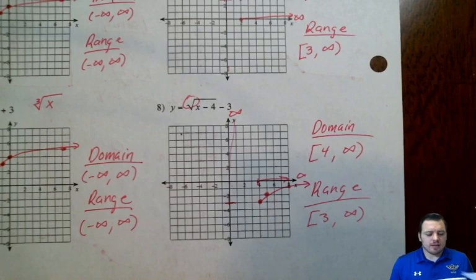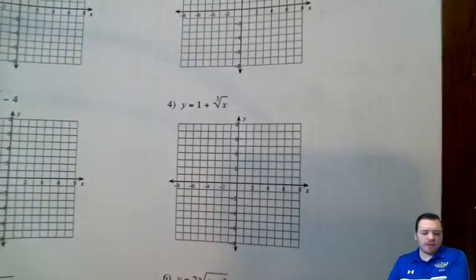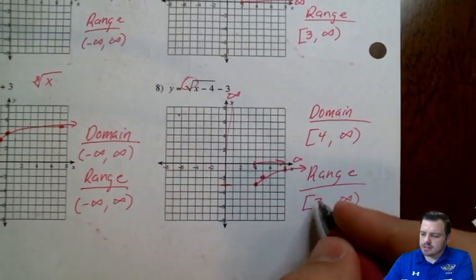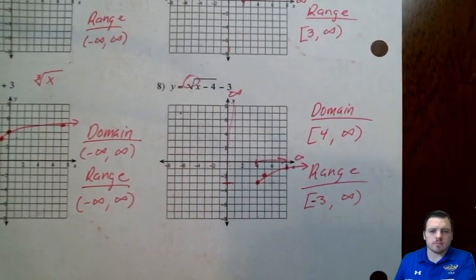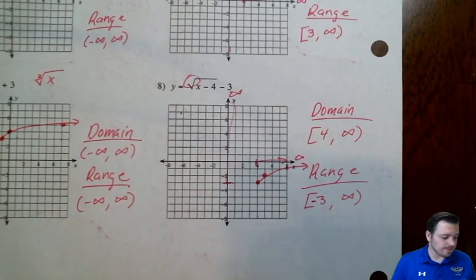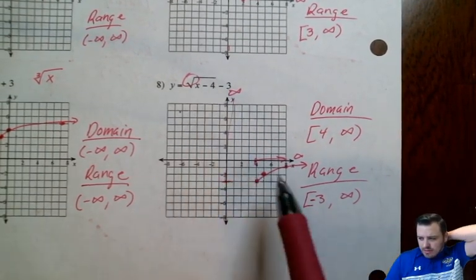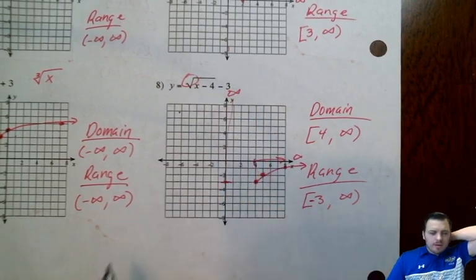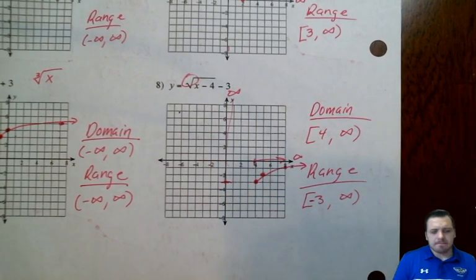All right, just some quick things on your homework. Oh, you're right, Chris. It is -3. Very good. Look at you, Chris. You're all over the domain and range today. It's -3, not 3, because it goes from here all the way up. Very good, Chris.